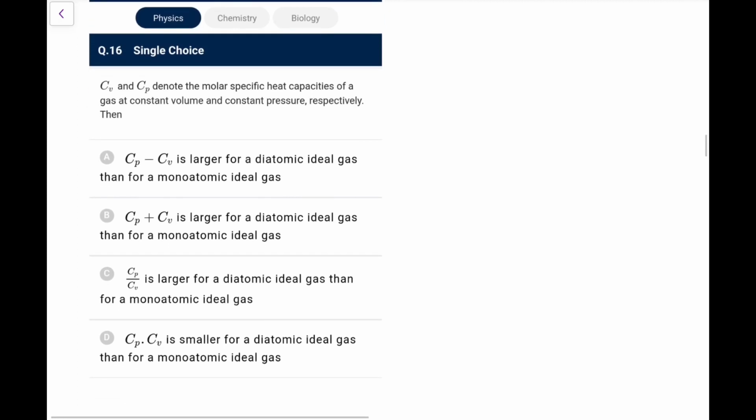CV and CP denote the molar specific heat capacities of a gas at constant volume and constant pressure respectively. Okay, so CV, CP denotes the molar specific heat. CP minus CV is larger. We know it is same for all, so it is wrong. CP by CV is larger for diatomic gas. We know for diatomic gas CP by CV is 7 by 5. For mono it is 5 by 3, and we know 5 by 3 is greater. So it is larger for diatomic gas. This is also wrong.